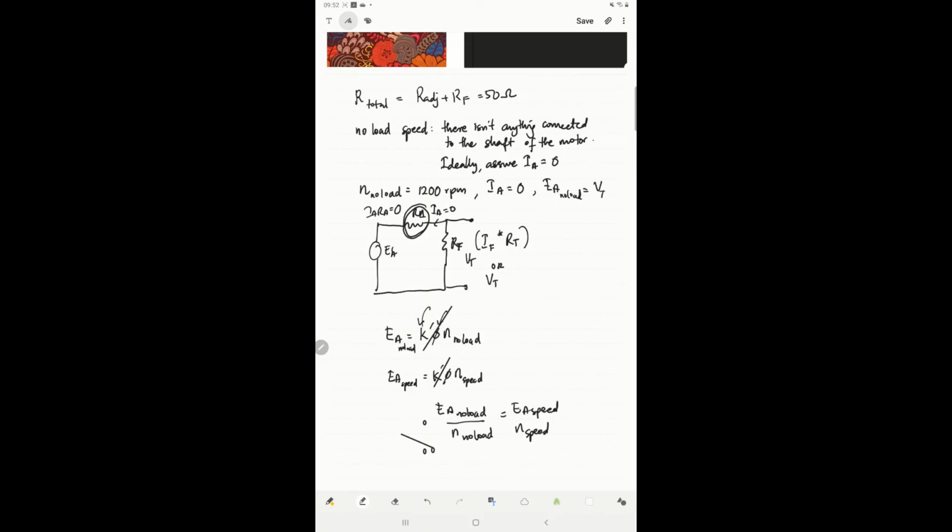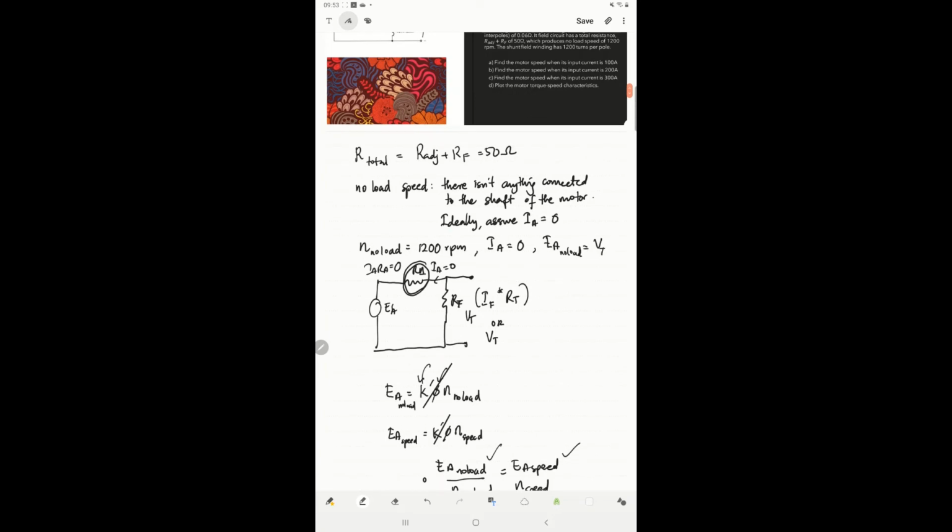Okay, so from here we see that because of this constant flux, and the machine constant K remains the same throughout the operation, even as the speed changes, we can find the speed of this motor if we know EA at no load, speed at no load, and the EA at this speed.